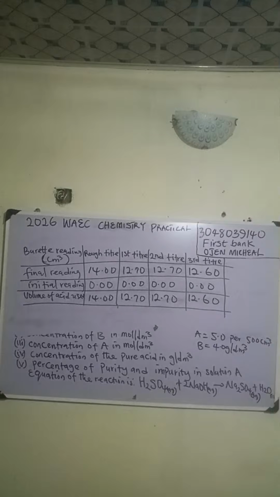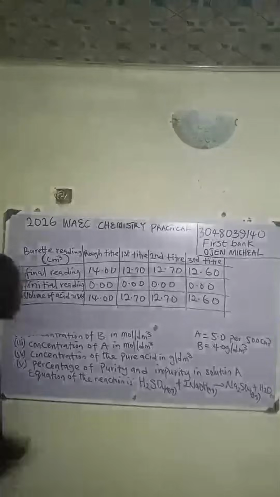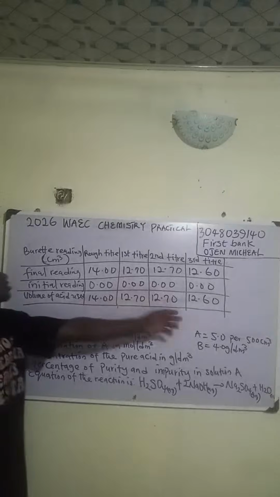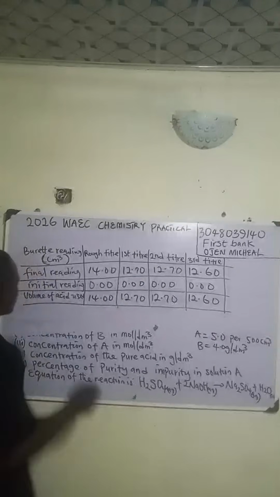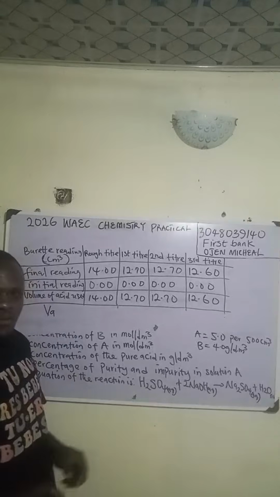After now, we are going to look at salt analysis. All right, that is beautiful. Copy so that now the first thing after your titration is to look for your average volume of acid. Average volume of acid is abbreviated as VA. That is your average volume of acid.